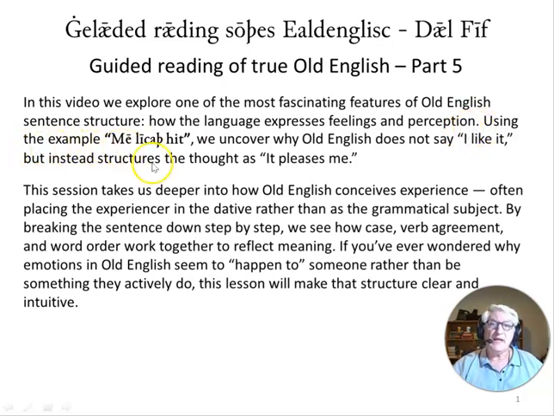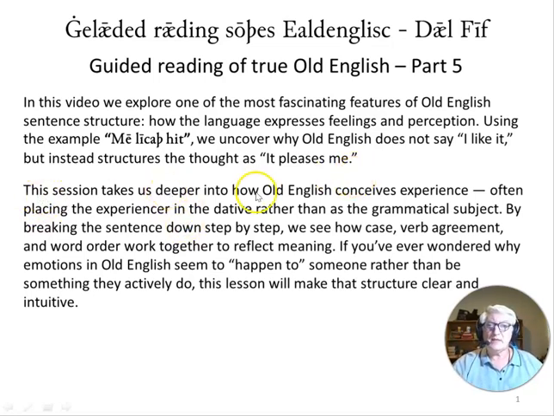Using the example, me līcaþ hit, we uncover why Old English does not say, I like it, but instead structures the thought as, it pleases me. Which, it pleases me, is not that odd in modern English. But generally, we would just say, I like it. When we talk about our feelings, we would say, I like it. It pleases me sounds a bit stilted. Or might do, might not.